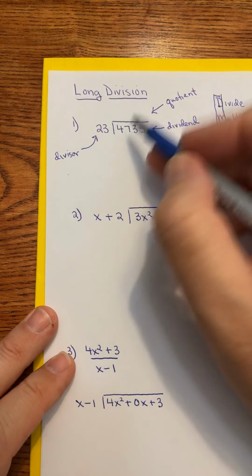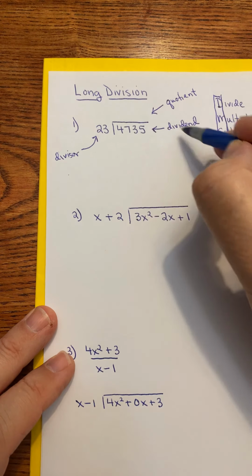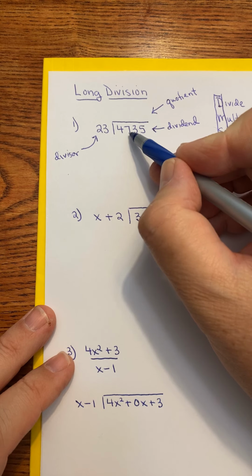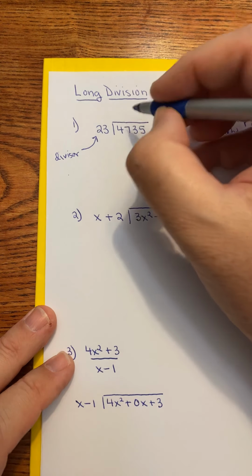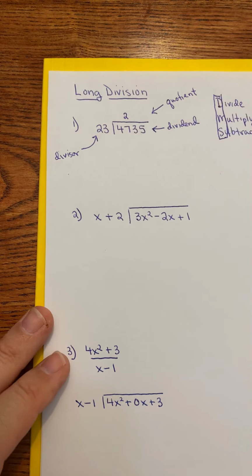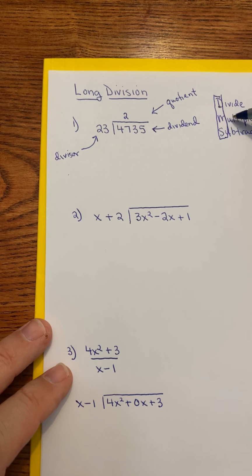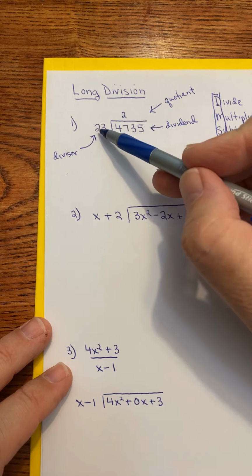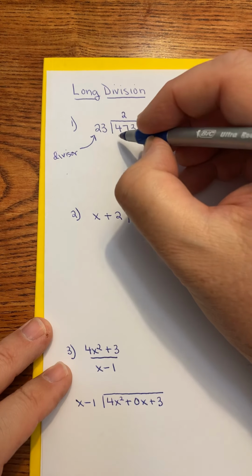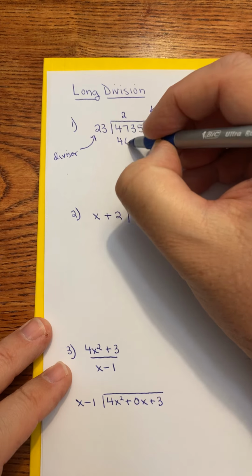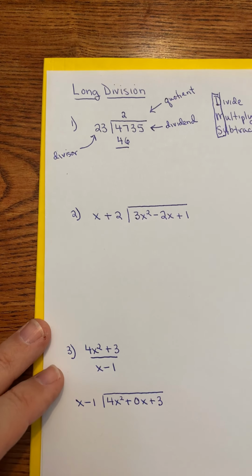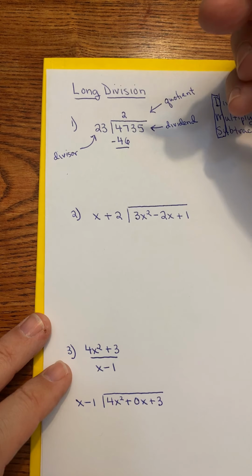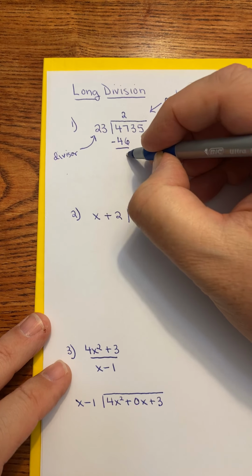All right, so like I said, we follow these steps: divide, multiply, subtract. So I divide the dividend by the divisor. 23 doesn't go into 4, but it goes into 47 2 times. There's my division part. The next thing is to multiply. I multiply this answer I just got here, it's not my final answer, times my divisor. 2 times 23 is 46. There is the multiplication. The last step is to subtract. And 47 minus 46 is 1.